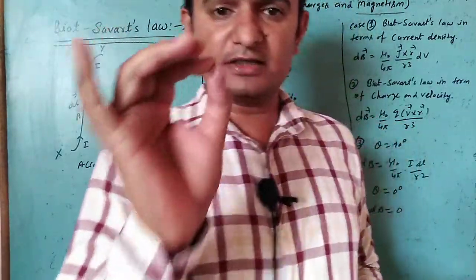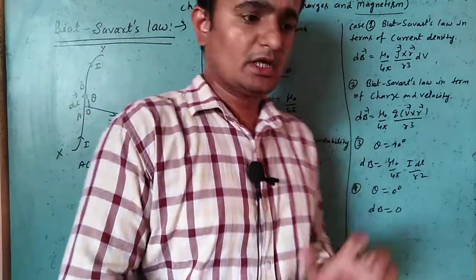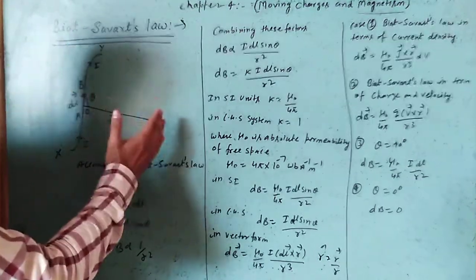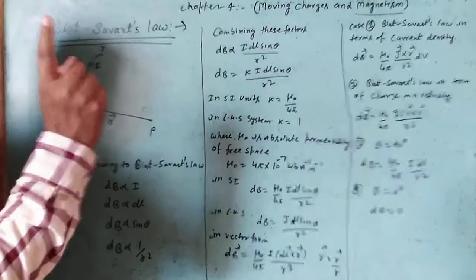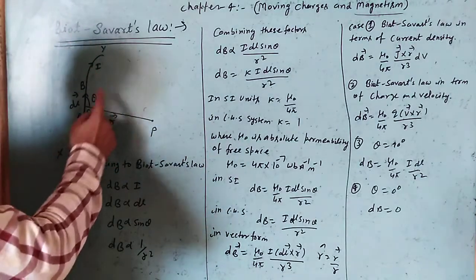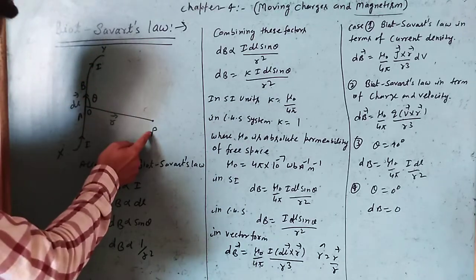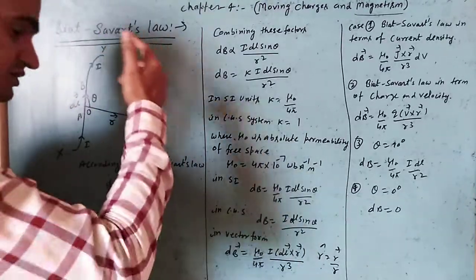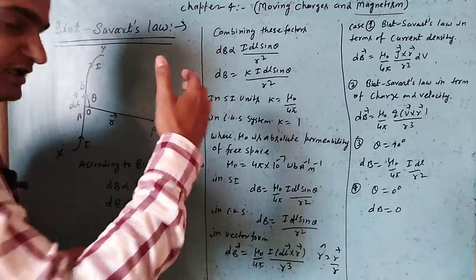Next, find the direction of magnetic field. If point P lies to the right of the wire, the direction of magnetic field is radially inward. Direction of magnetic field is radially inward.